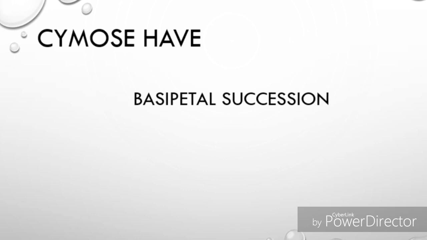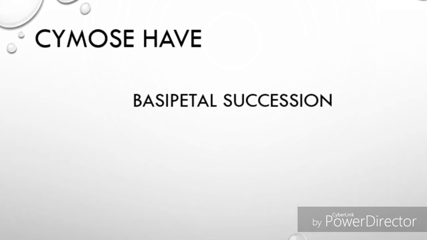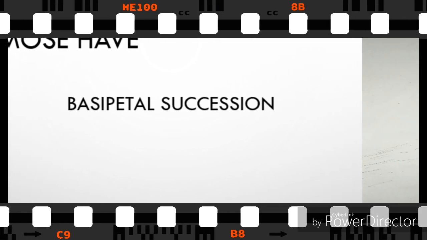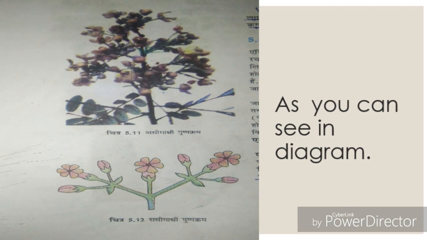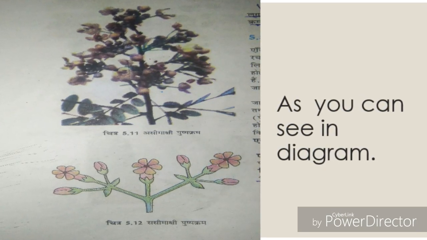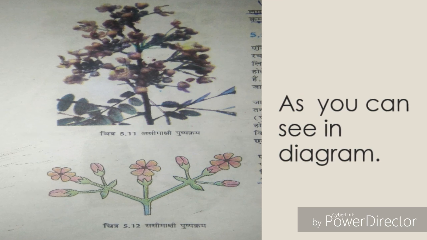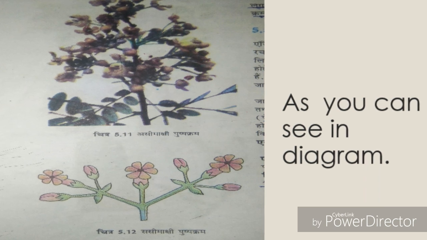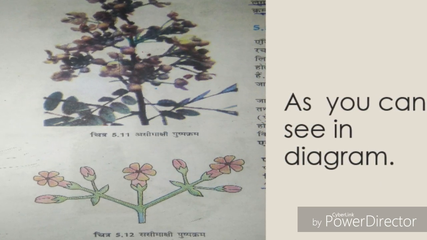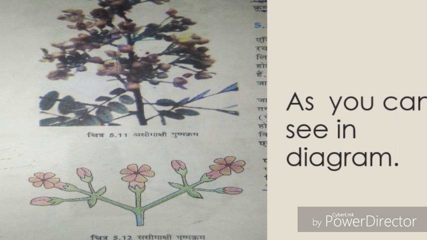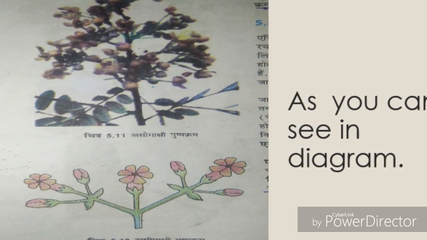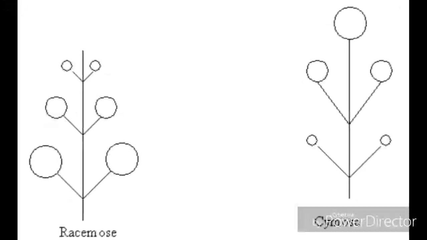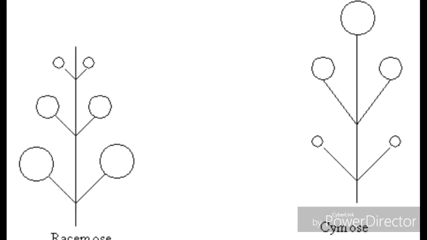Okay, and now you can see the diagram for the differences. In the lower part of the diagram, you can see cymose inflorescence. Now you can see flower and bud. Flower is the older part and bud is the newer part. The newer part is on the base, that's why we call it basipetal inflorescence, and the other inflorescence will have racemose succession.